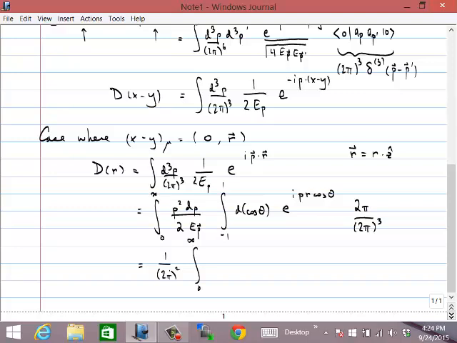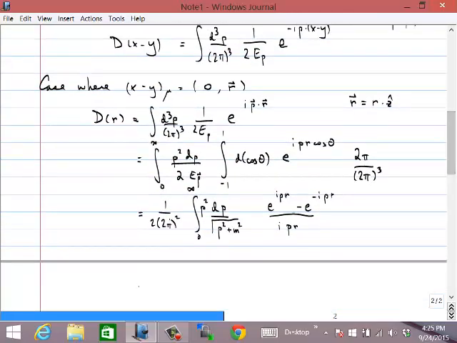When you do the integral d cosine theta, what do you get? So you get a dp over 2 E_p. So E_p is the square root of p squared plus m squared, where p was the length of the momentum vector. You had a p squared here. And then when you do the theta integral, what do you get? You get an e to the ipr minus e to the minus ipr divided by ipr.